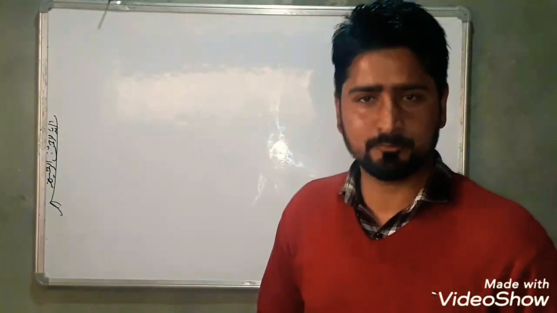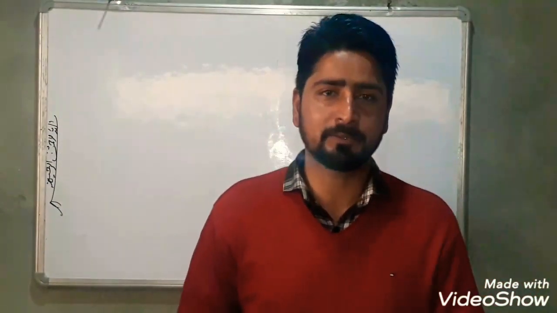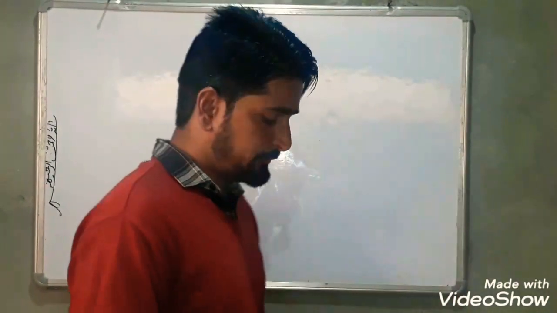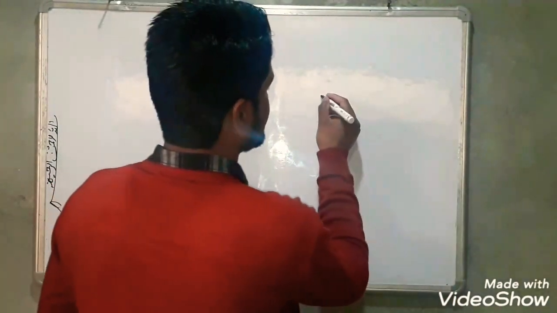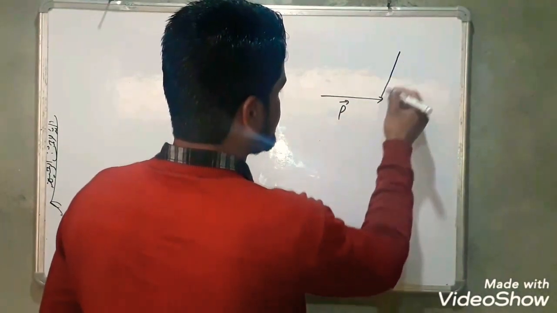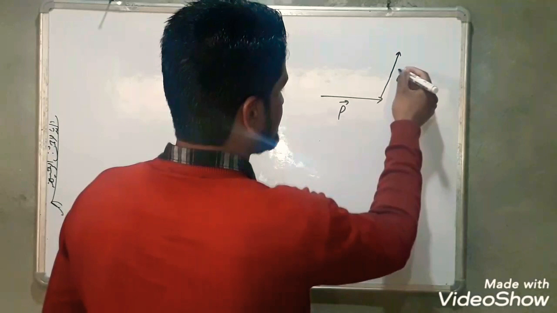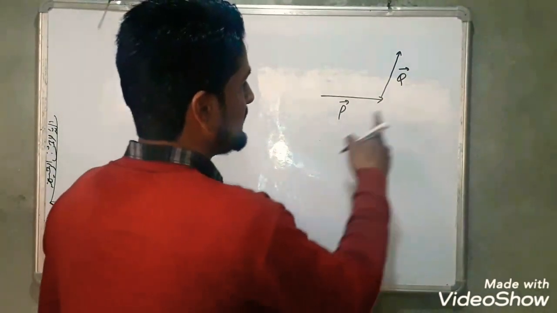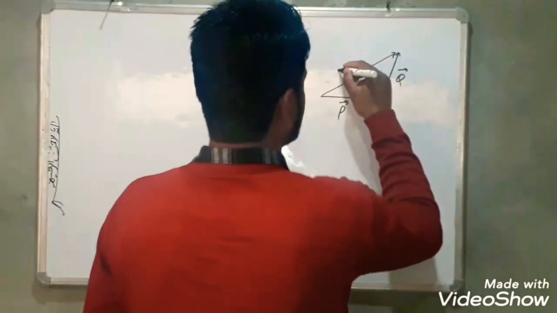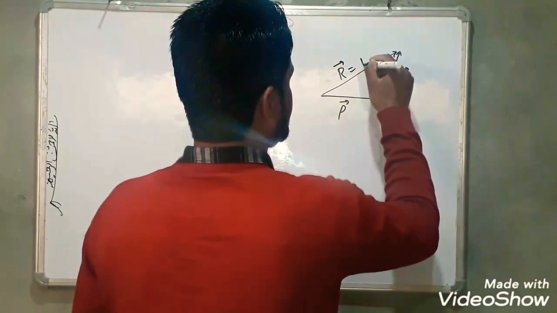Today we will be solving some questions on vector algebra. Before going through these questions, I will repeat some points we have discussed in this vector part. Suppose we have two vectors, P and Q. We get the resultant of the two vectors as R equal to P plus Q.